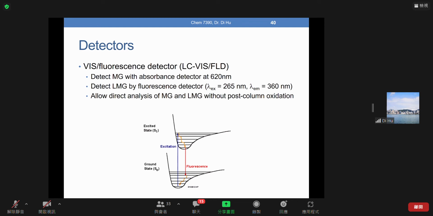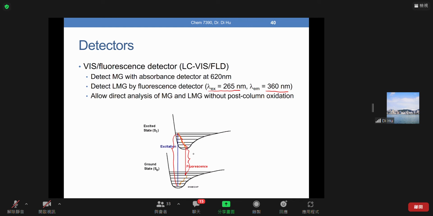And then the detector can be fluorescence as well. So using visible light to measure the methyl green, but leucomethyl green fluorescence can be measured with excitation at 265 nanometer and emission at 360 nanometer. For fluorescence, we know that it jumps up here, has internal relaxation to a lower level of the excited state, and jumps back. So the gap for excitation energy is larger than the gap for the emission, which is why the emission wavelength is always longer than the excitation wavelength.